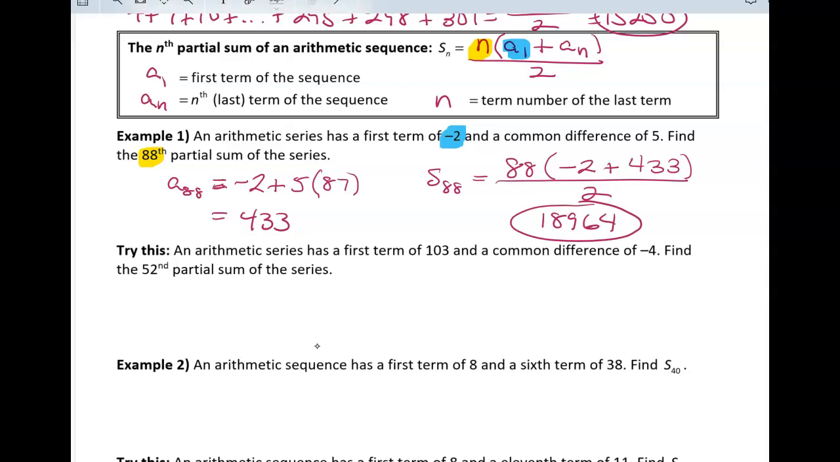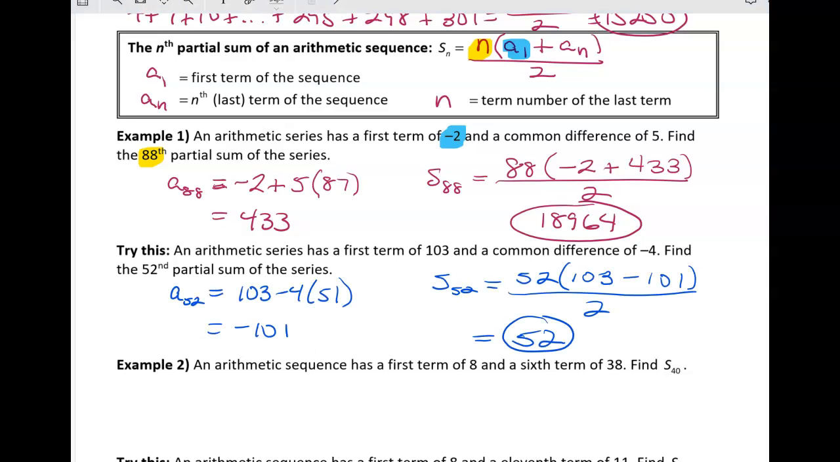All right, your turn to try the one below. Pause the video while you do this. The sum of this arithmetic series, or the sum of 52 of its terms anyway, should equal 52.